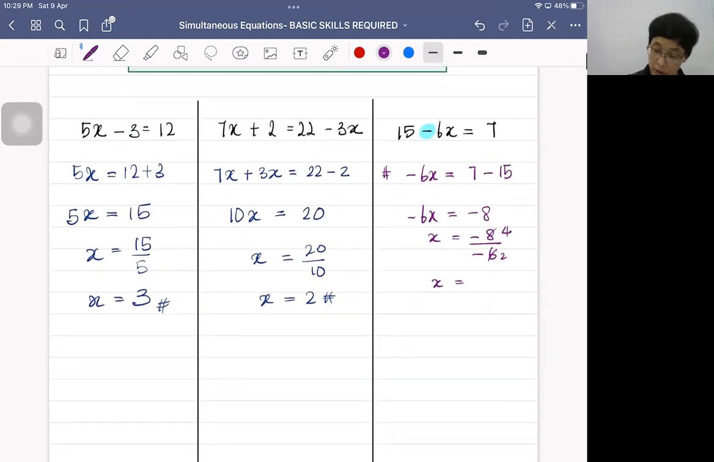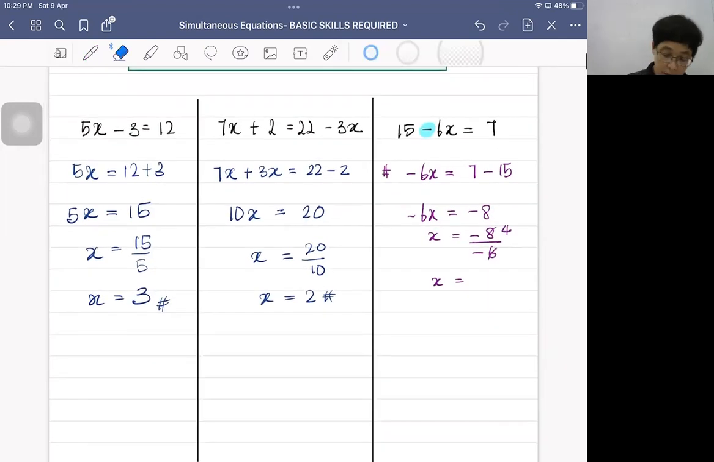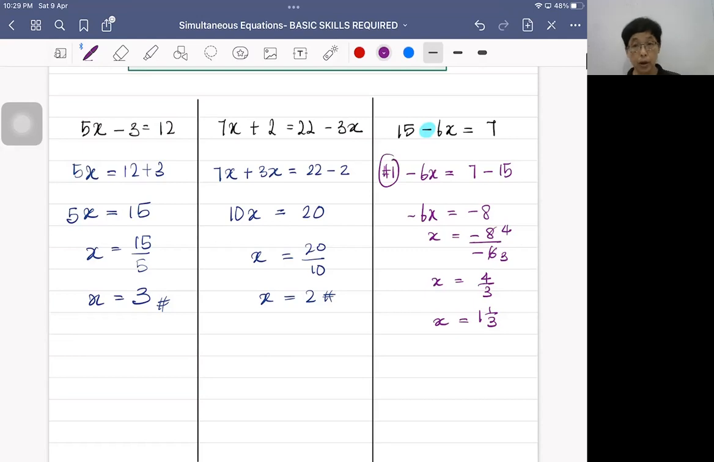Okay, no, that is 3. Then we get a positive 4 over 3. And again, this is what we get. This is the first method. Okay, you can do that.